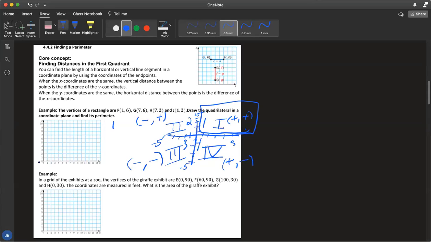So we have 1, 6, and then we have 7, 6. Then we have 7, 2, and we have 1, 2. So this is going to be a nice rectangle. Okay, so now it says draw the quadrilateral right there and then find its perimeter.